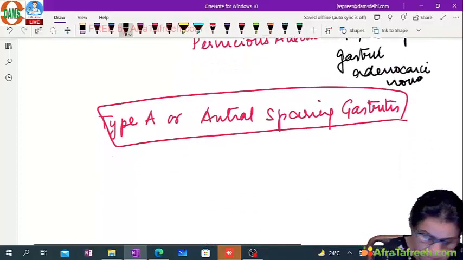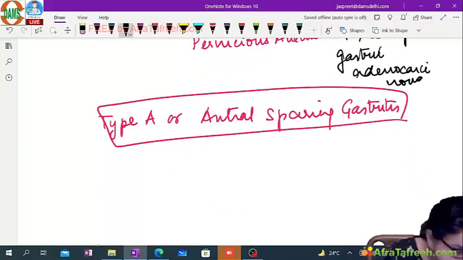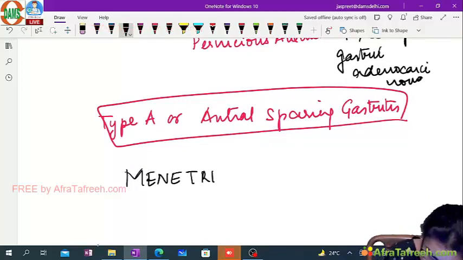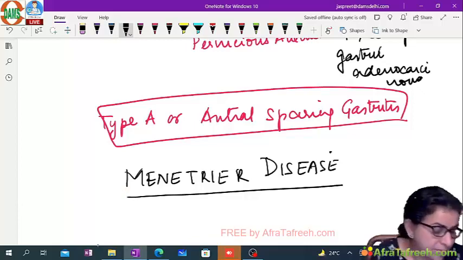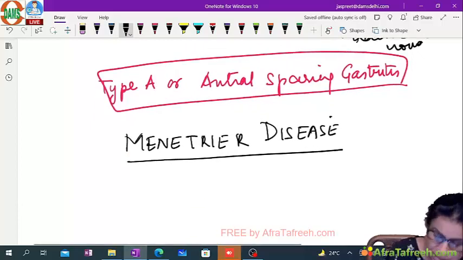Okay, coming to the next entity in this category. The next entity is Menetrier's disease. Menetrier disease is also called hypertrophic gastropathy.